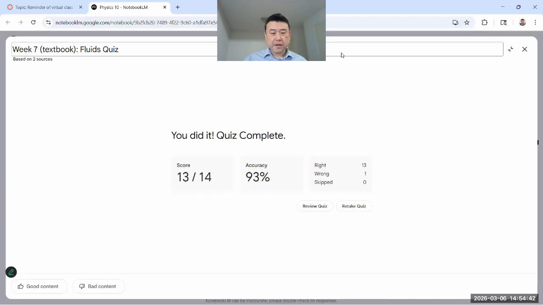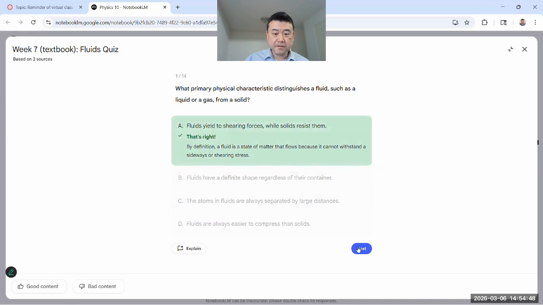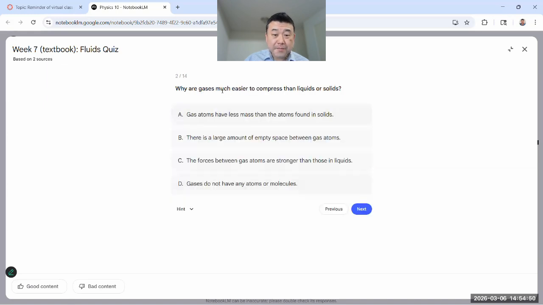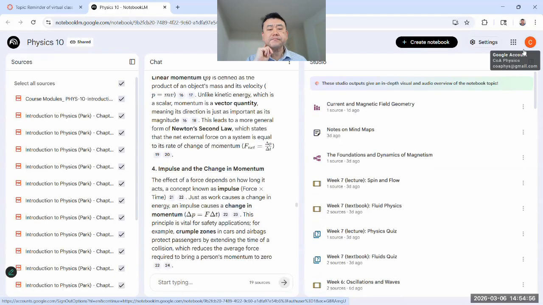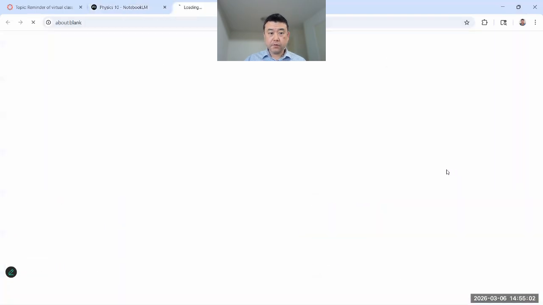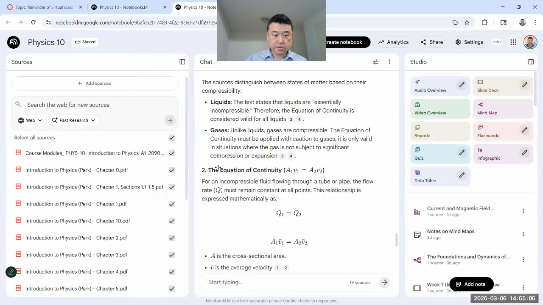Otherwise, all good. And if I retake it, I'm pretty sure it gives me basically the exact same questions, possibly in the exact same order. Because for whatever reason, NotebookLM didn't generate any questions about rotation. Let me have it generate rotation questions.